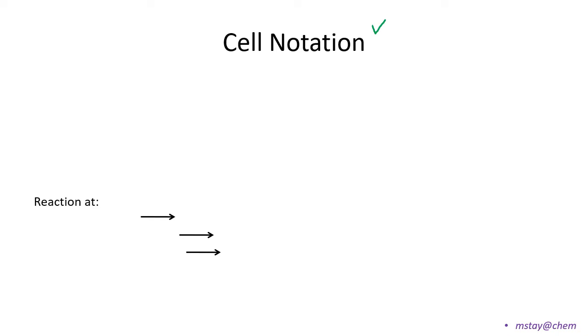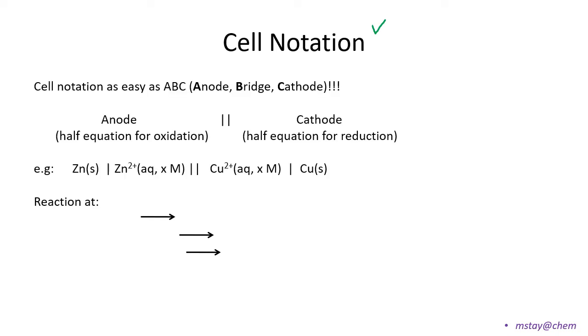In the previous video, we roughly mentioned that cell notation is as easy as ABC, which represents anode, salt bridge, and also cathode. Anode is always at the left hand side, while these two lines represent the salt bridge. And then the right hand side represents the reaction that happens at the cathode, which is basically the reduction, and the left hand side is the oxidation.